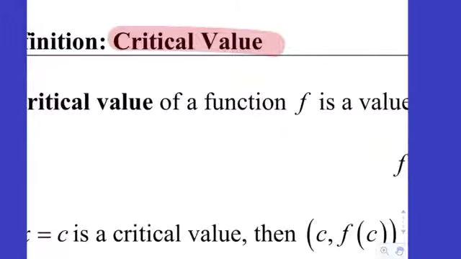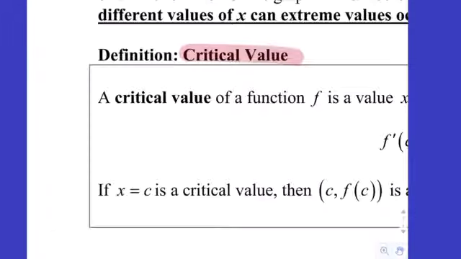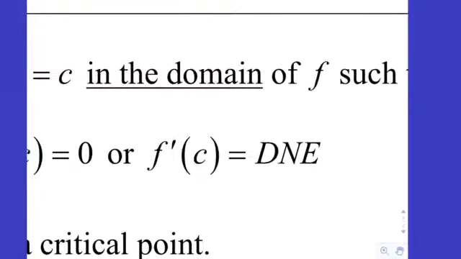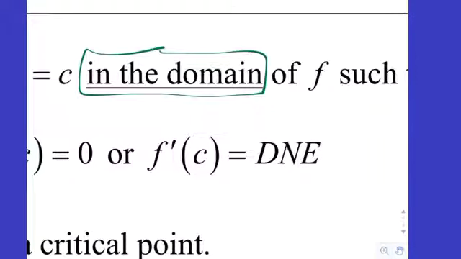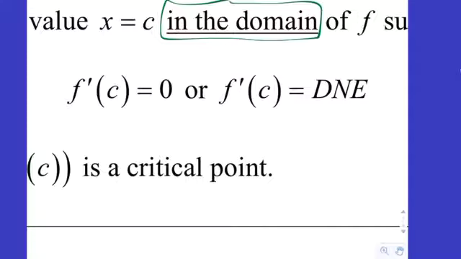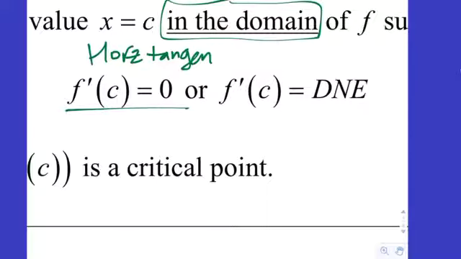But this is a definition. So in this class, a critical value is going to be an important value, but it is also going to be an x value on the function f that is in the domain of the function. Okay, the graph has to exist there. If the graph doesn't exist there, you can't call it a critical value. It has to be in the domain, and it's going to be the x value then where one of two things happens. Either the derivative is 0, that would be a horizontal tangent, or the derivative is DNE.